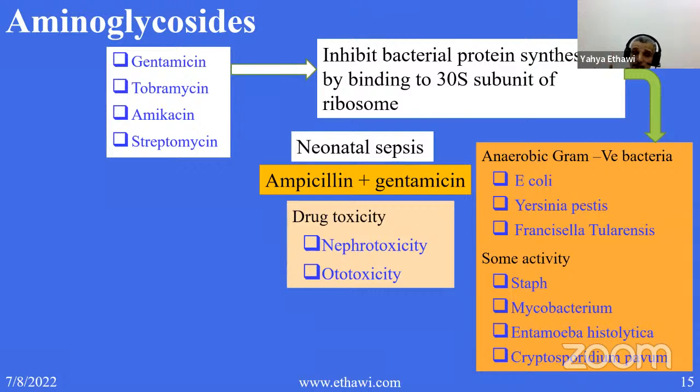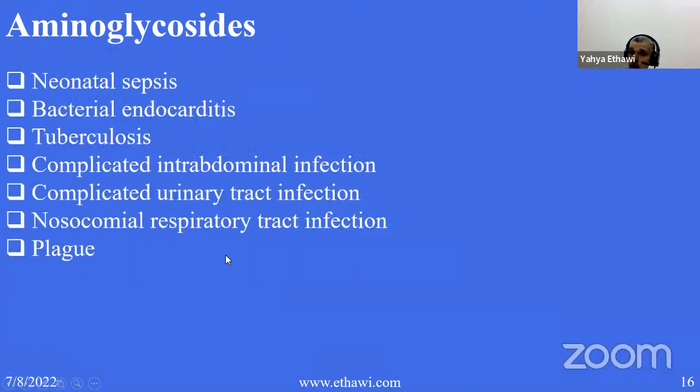Now, amikacin is very good for community-acquired infection, while gentamicin is a good choice for hospital. We use it for neonatal sepsis. We use it for endocarditis, tuberculosis, streptomycin, complicated intra-abdominal infection because they're wide spectrum, complicated urinary tract infection. It's always when you need it. Most of the time you combine it with others. And it's very good for nosocomial respiratory tract infection or hospital-acquired infection, such as strep or even staph. And it's good for, again, the plague.